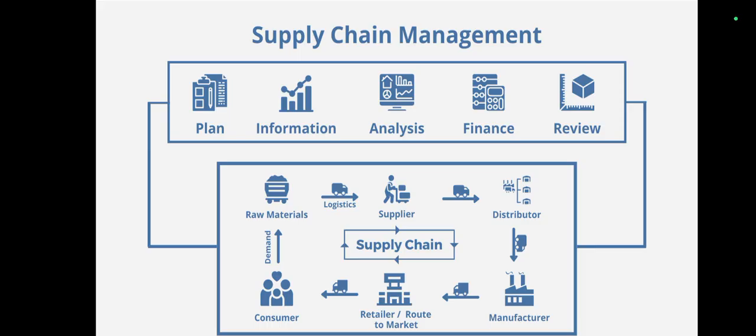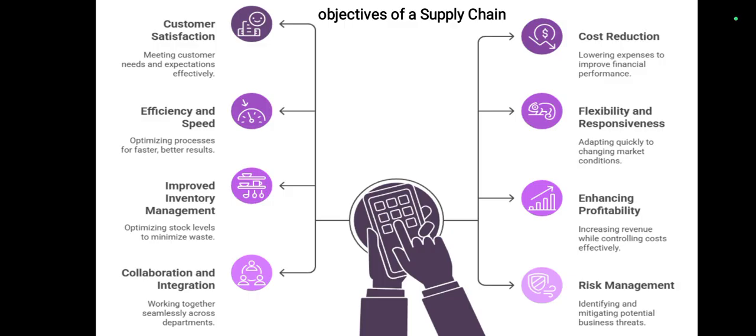As I said, you can look at the diagram, which explains it properly. Now you came to know what is supply chain. It includes all the steps, directly or indirectly, from the point of origin to the point of consumption. That is your supply chain, and there are various objectives. One is customer satisfaction.